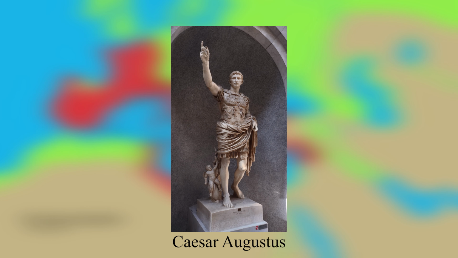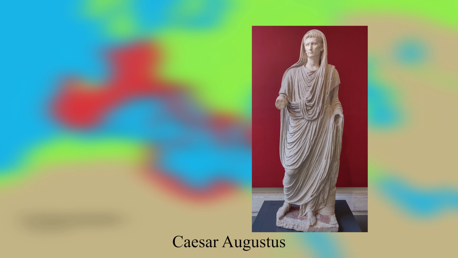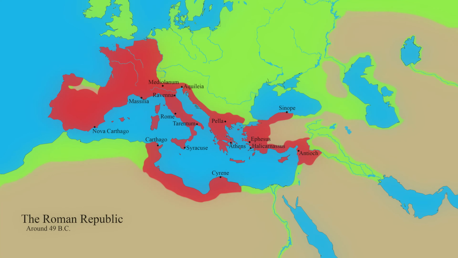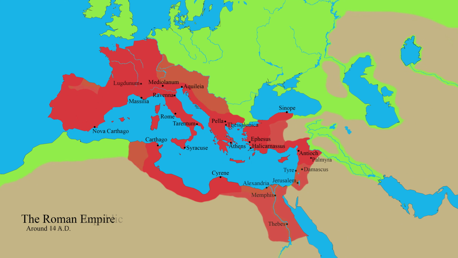He then cleverly hid his autocratic power under the guise of republican institutions. He founded what historians refer to as the Principate, in which he referred to himself as Princeps, meaning the first among equals, and Augustus, meaning the venerable one. Octavian, or now Caesar Augustus, had become the first emperor of Rome.